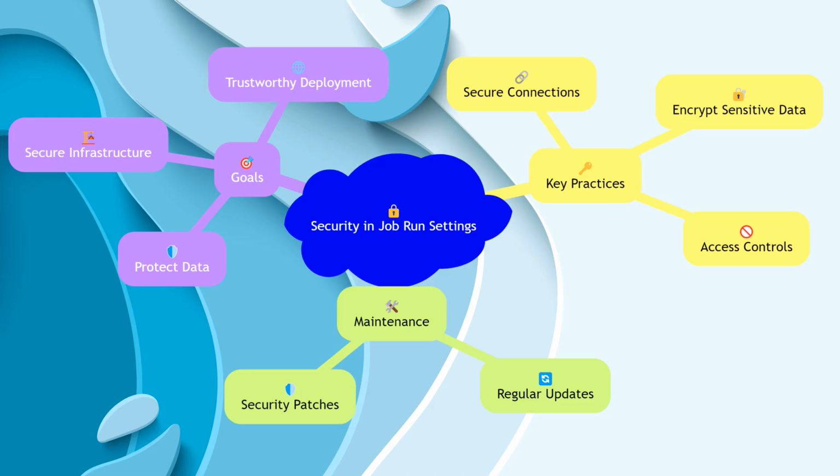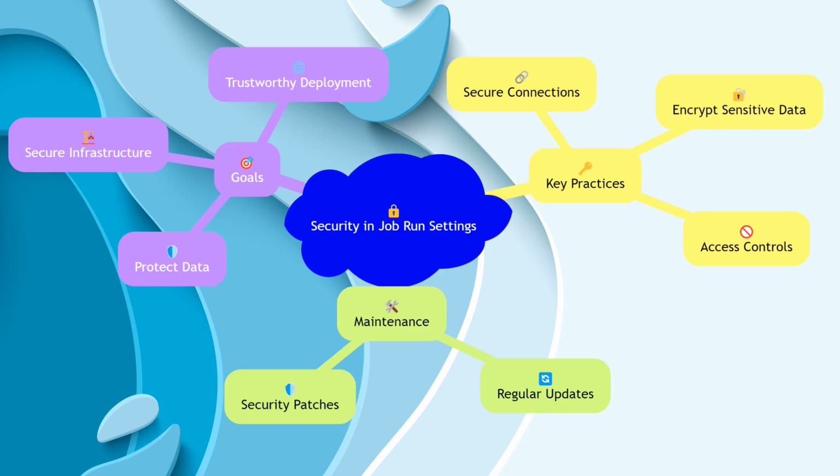Security is a paramount concern when configuring job run settings. This involves ensuring that your script and its execution environment are secure from unauthorized access and vulnerabilities. Key security practices include using secure connections, encrypting sensitive data, and implementing access controls. Additionally, regularly updating dependencies and applying security patches can help in mitigating risks. By prioritizing security in your job run settings, you protect your data, model, and infrastructure from potential threats, ensuring a safe and trustworthy deployment.